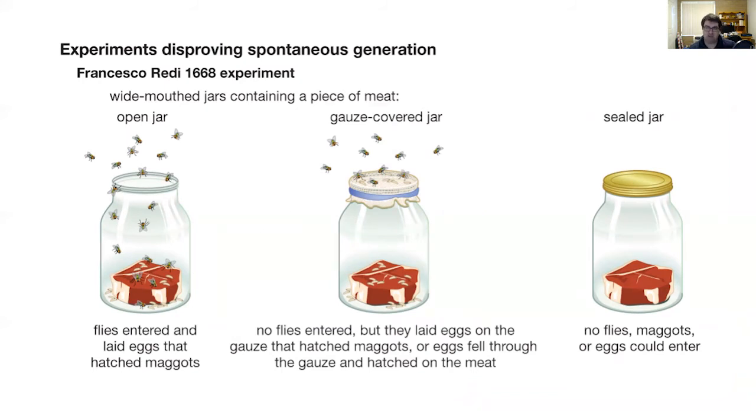If we have a gauze-covered jar, the flies can't get to it, but the eggs can drop through the gauze down to the meat, and we end up with maggots again on the meat. If we have a sealed jar where no flies can actually get to that meat, we have no maggots forming. So in this case, Francesco was showing that maggots don't just spontaneously form. They're part of the life cycle of flies. And so that shows us again that there's more going on than just material rotting over time and introducing disease-causing agents to it.